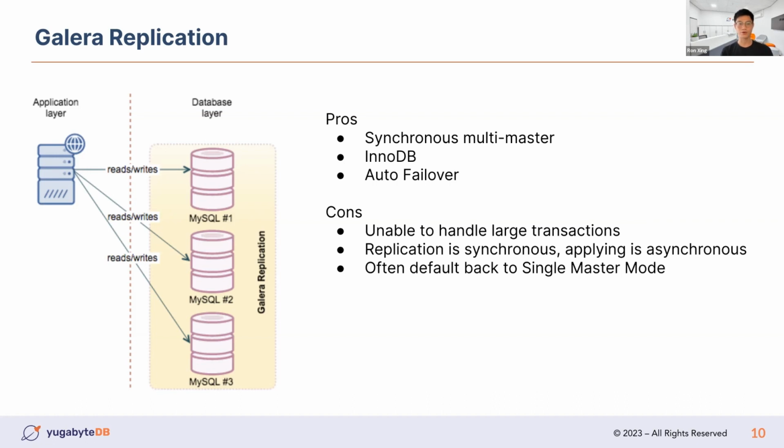So when you are reading the same records simultaneously from all three nodes, there may still be a slight lag, right? And oftentimes, because of the drawbacks of this kind of architecture, people will still default back to the single master mode instead of having a multi-master.